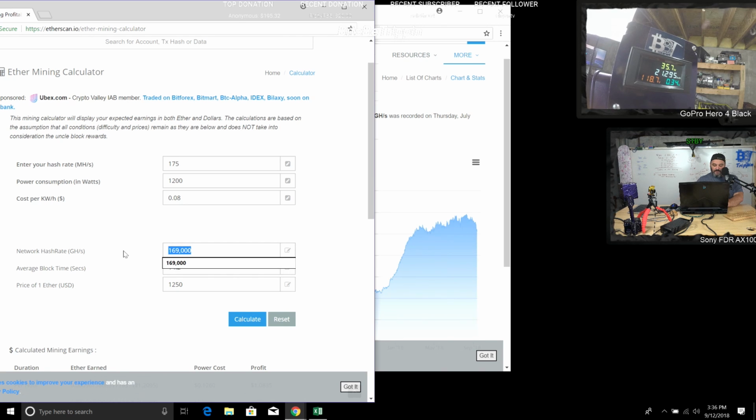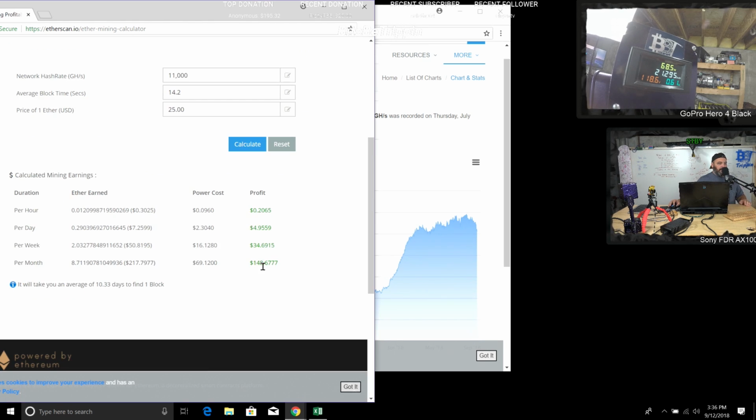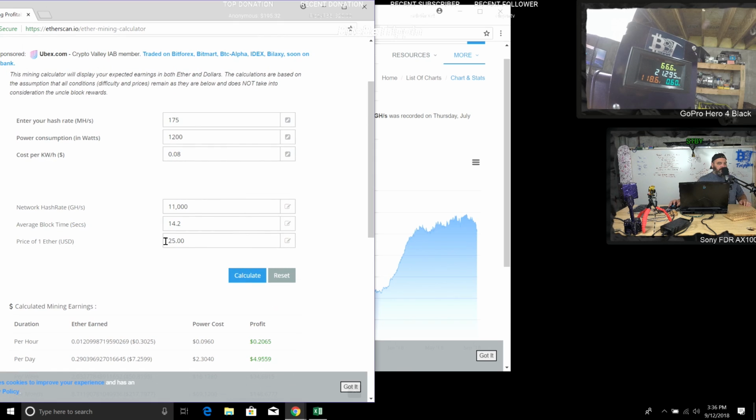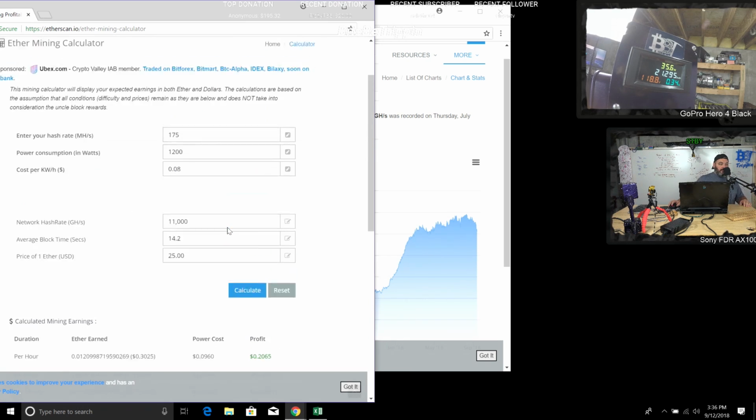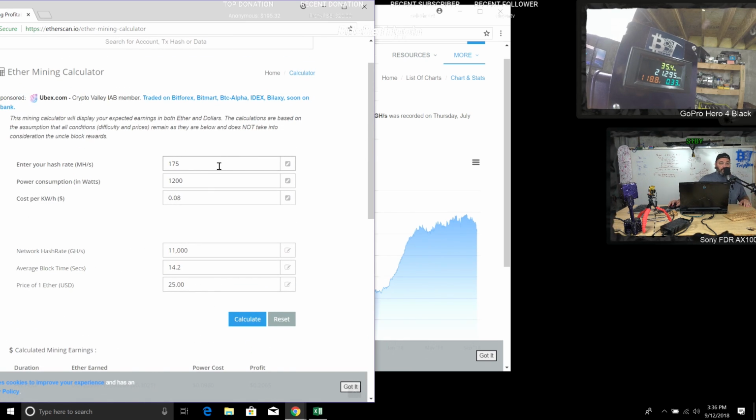And we were at 11,000. Block time was about the same, and we were at about $22, 25. So if you had a rig at that time, about $148. That's why $25 Ethereum was profitable when you were mining back in March. It's because the network hash rate was only 11 terahash. Now we're 100x, 200x hash rate for this network, and price reciprocated that.